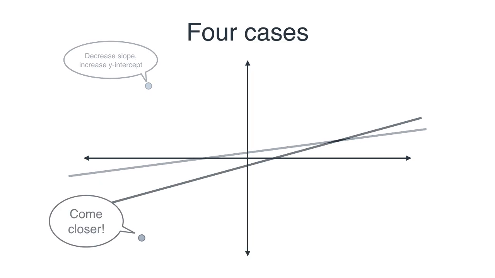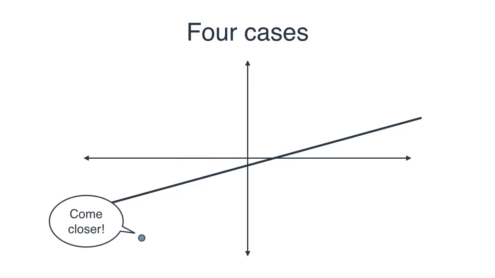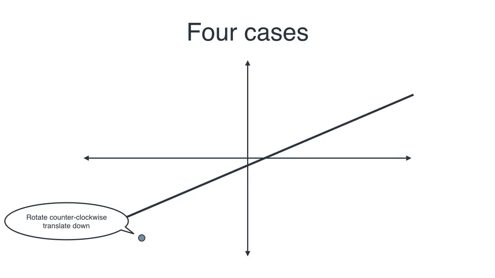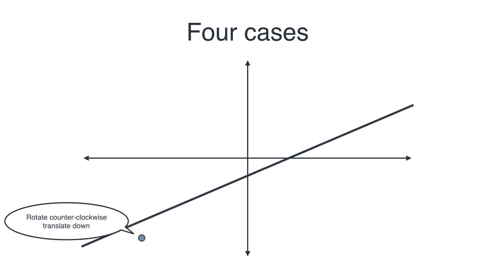Now, what if the point is down here? Then we want to rotate the line counterclockwise and translate down. So rotate the line counterclockwise like this and translate down. That's the same as increasing the slope again and decreasing the y-intercept.